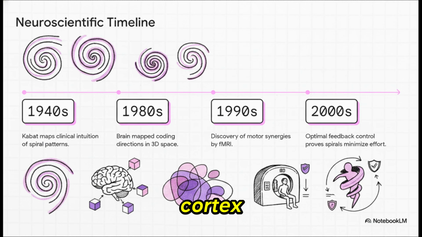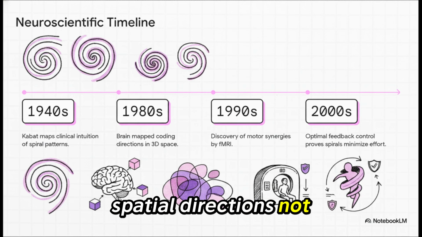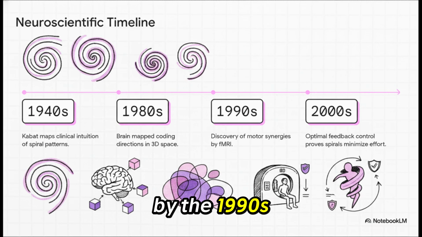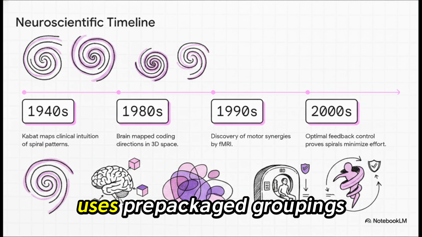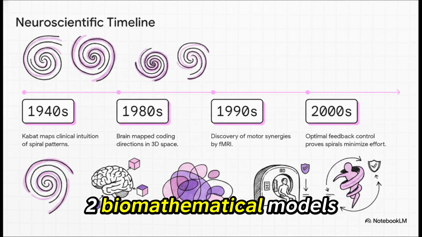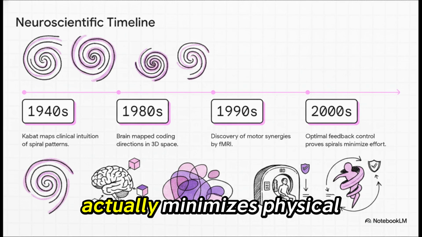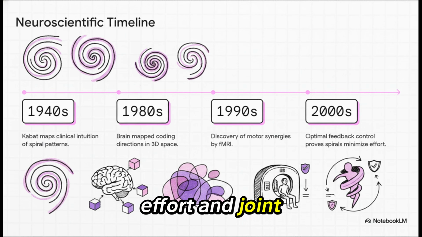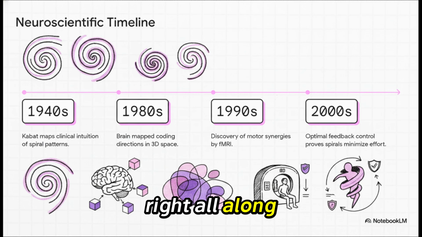Researchers mapping the motor cortex proved the brain encodes movement in 3D spatial directions, not by joint angles. By the 1990s, fMRI imaging discovered motor synergies, proving the brain uses pre-packaged groupings of muscles. And in the 2000s, biomathematical models of optimal feedback control proved that rotating and spiraling actually minimizes physical effort and joint stress. The science overwhelmingly proved Cobbett was right all along.